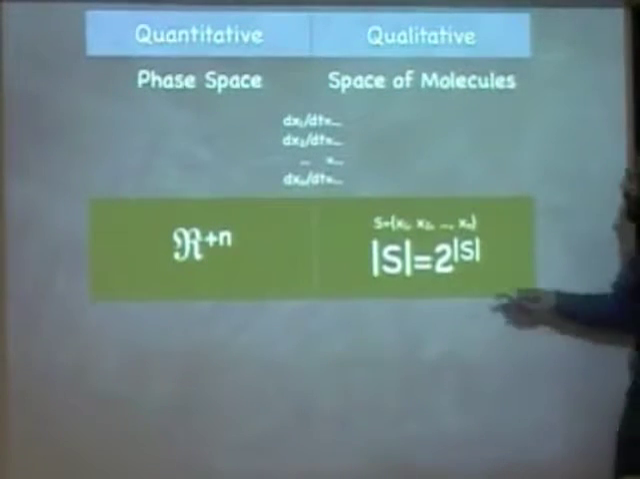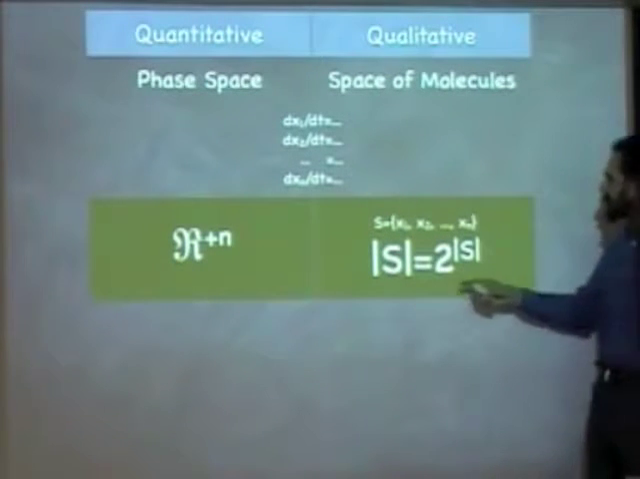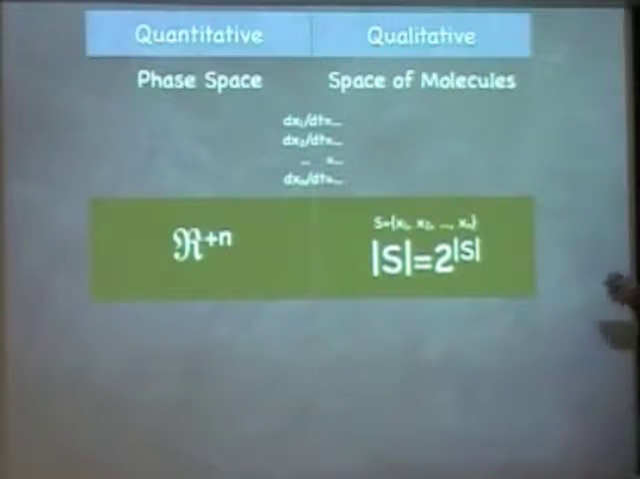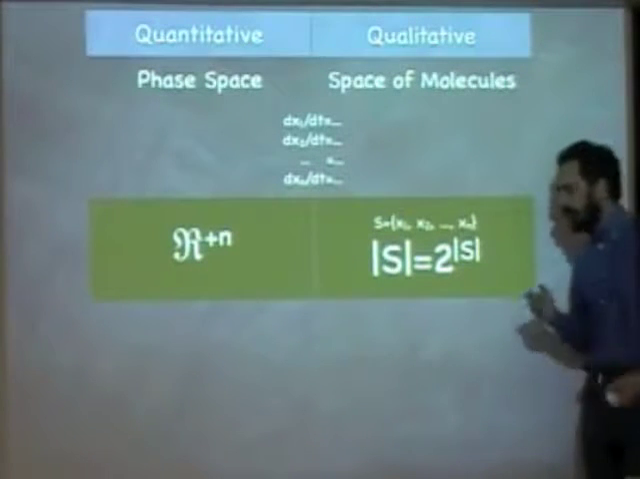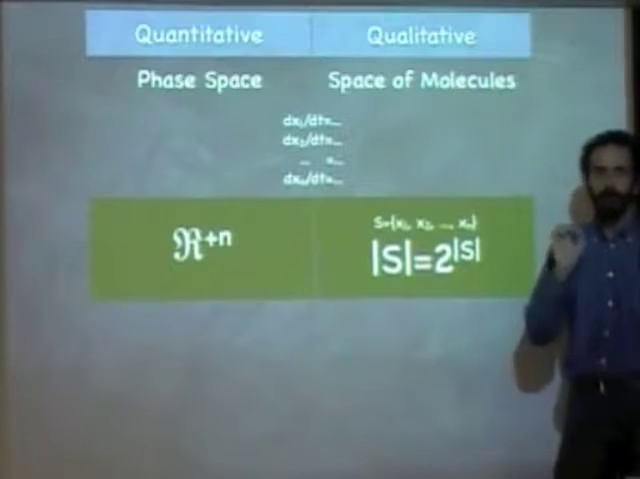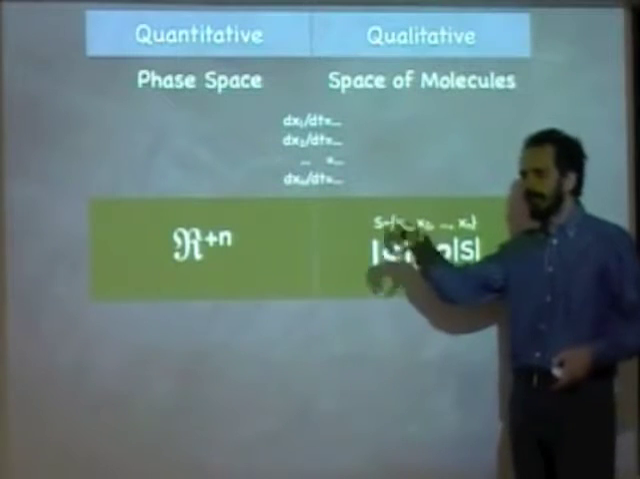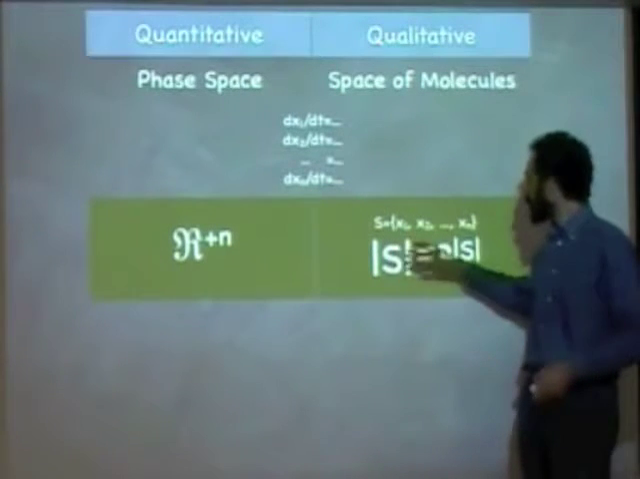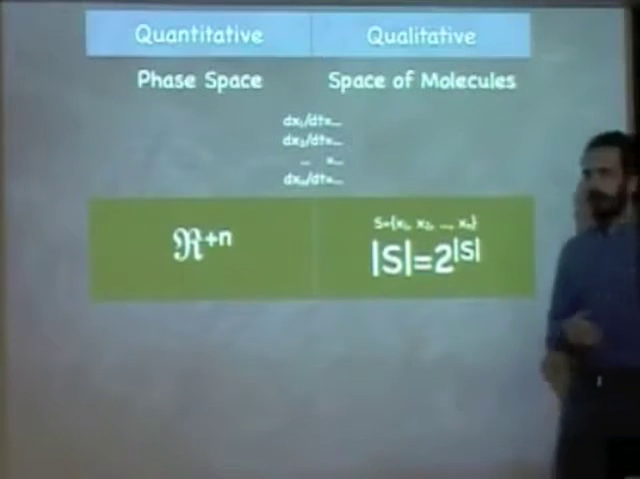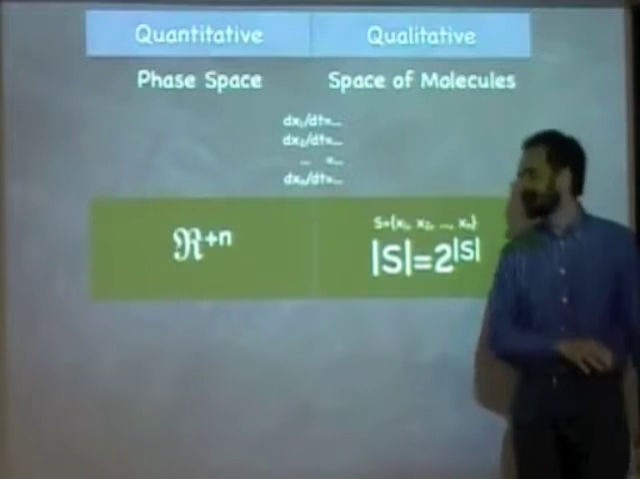On the other side, if you have n molecules, you have the set S of those molecules, and then you have 2^S as the space of all possible sets of molecules. You have a bag of different molecules, you take a subset, and this is one of those elements. If you have 5 molecules, you have 2^5 possible subsets that you can create.